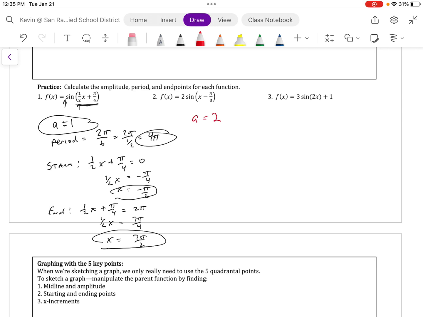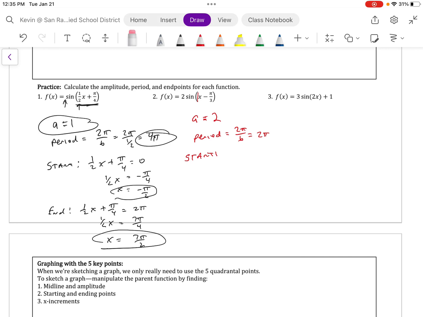All right, we'll come over here. In this case, our amplitude is going to equal 2. So that means our graph is going to be stretching up a bit. Our period equals 2 pi over b. In this case, b is just 1. So this is 2 pi.